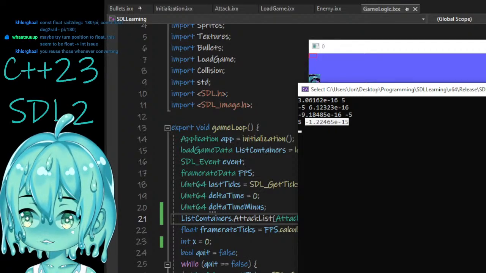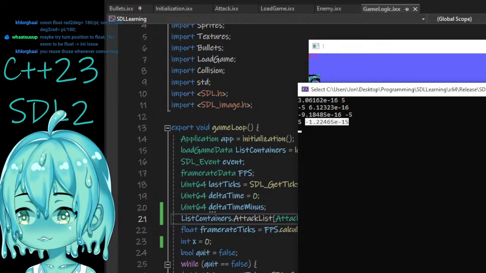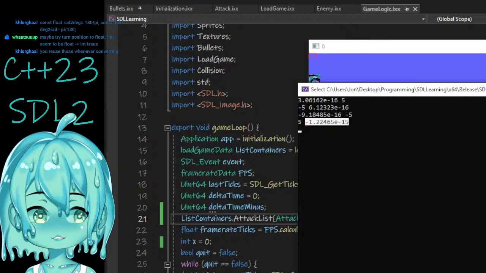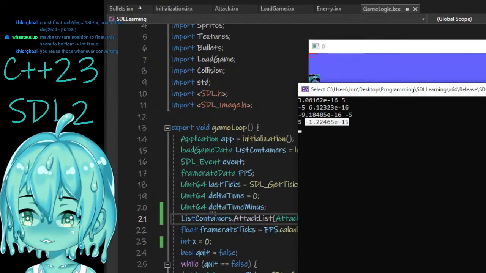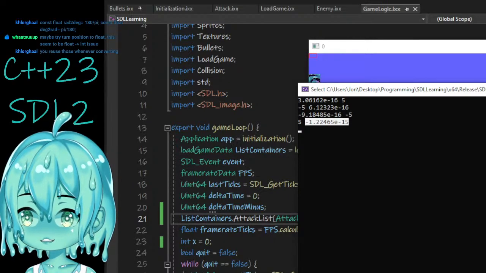Is the float a degree or a radian? Nobody knows. Which float? All of my numbers are floats right now. You reuse those whenever converting. Oh, do I? I didn't know that. Maybe try turn position to float. This seems to be a float int issue.